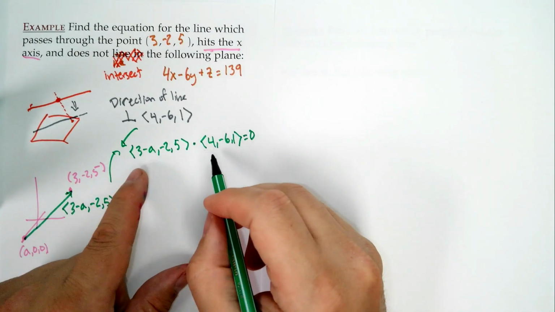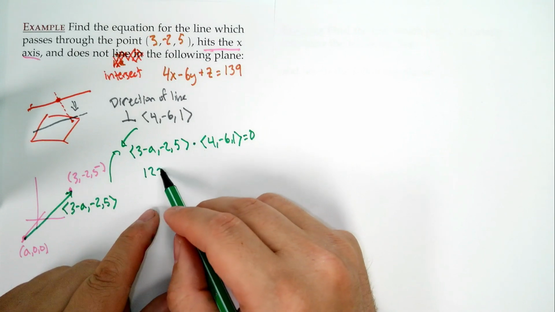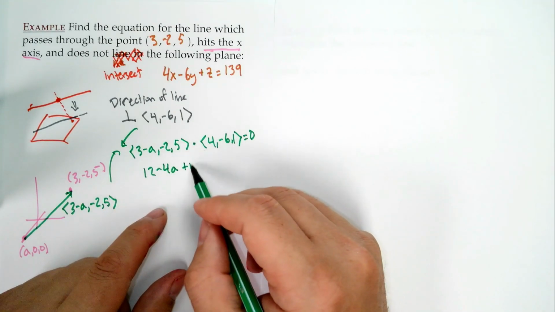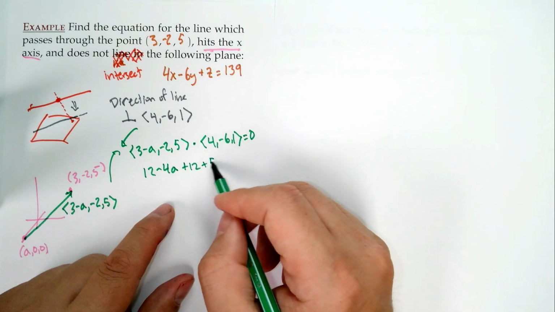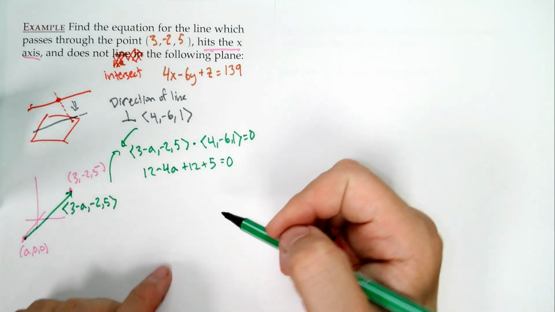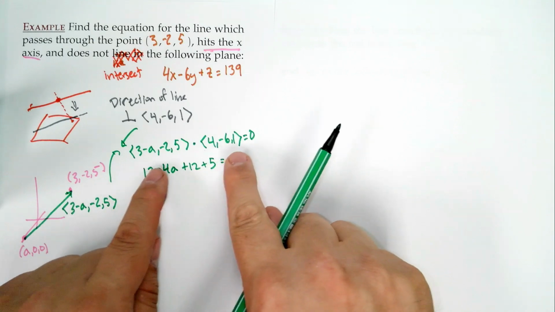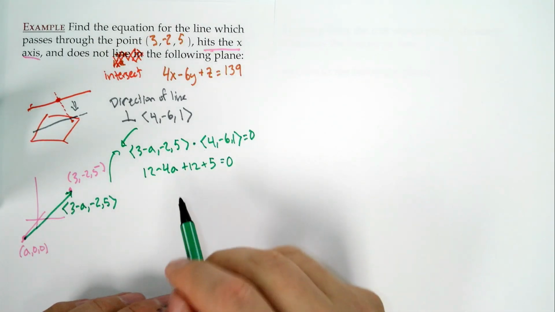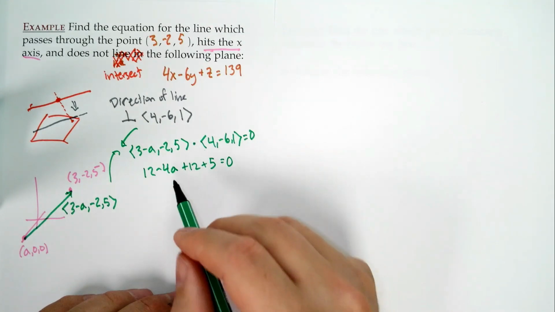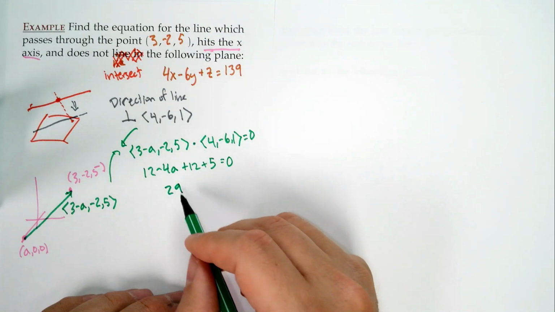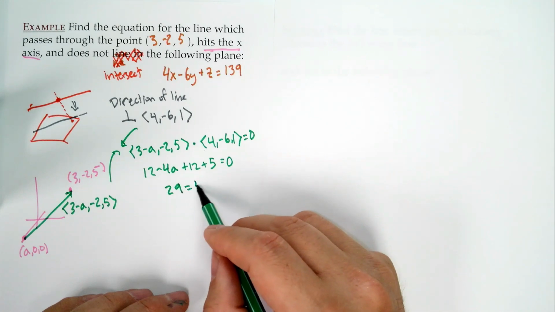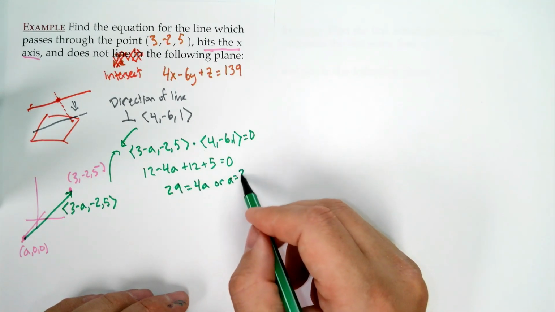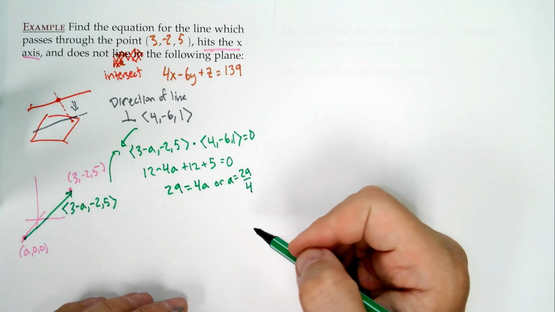So we work this out. So we get 12 minus 4a. Then here we get plus 12 again, plus 5 has to equal 0. So doing the dot product. Now 12 plus 12 plus 5 gives 29. And move the 4a across, 29 equals 4a, or a equals 29 fourths.